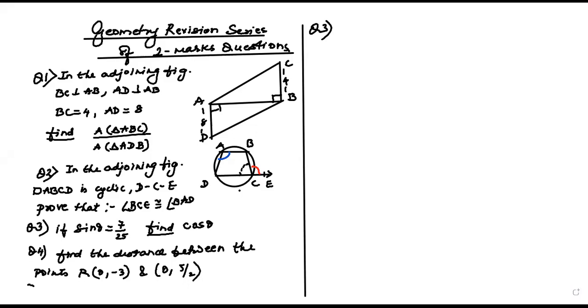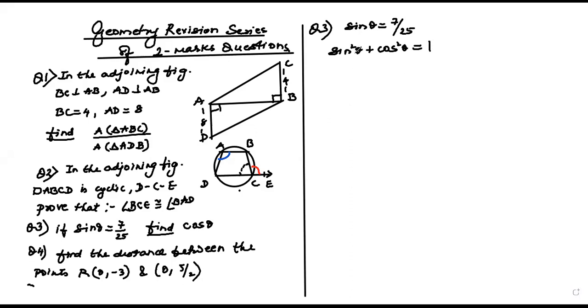Okay. Now question number 3, children. Sine theta equals 7 upon 25 is given to us, and they want me to find cos theta. Sine theta and cos theta are related by an identity. What is that? Sine square theta plus cos square theta is equal to 1.